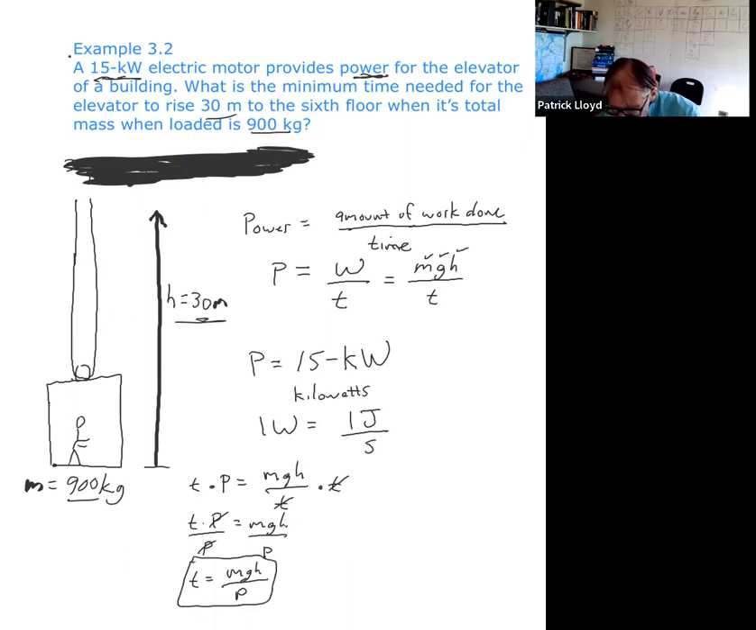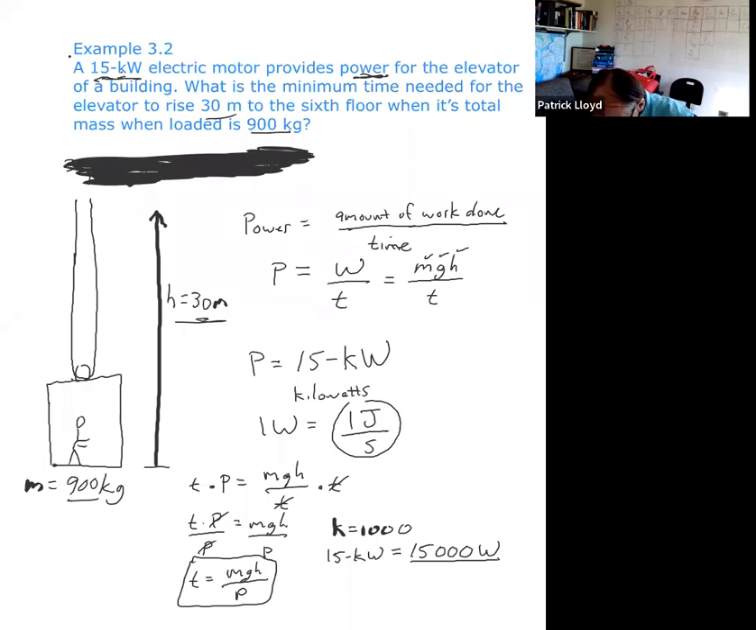Now, there is one issue with this kilowatt. We will end up with kiloseconds if we just keep it as a kilowatt. So let's remind ourselves that kilo is 1,000, right? That's the meaning of that prefix. So when we say 15 kilowatts, really what we mean is 15,000 watts, right? Kilo is 1,000, so 15,000 would be the power. That's our power, 15,000 watts. And again, a watt is a joule per second, okay?